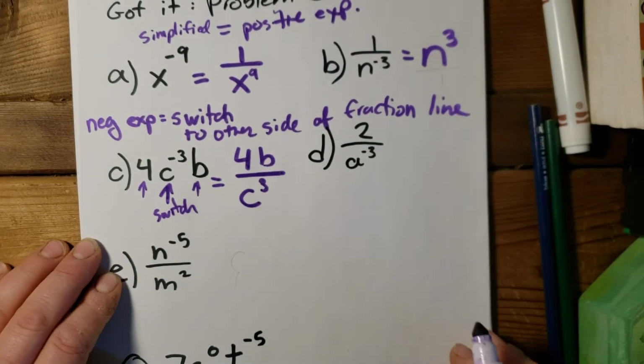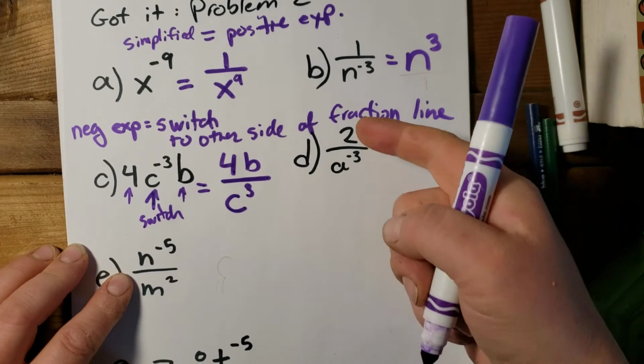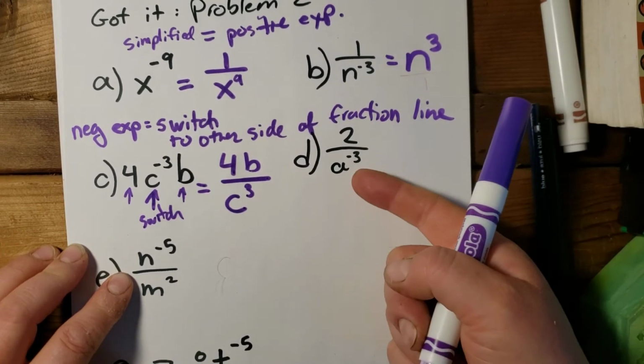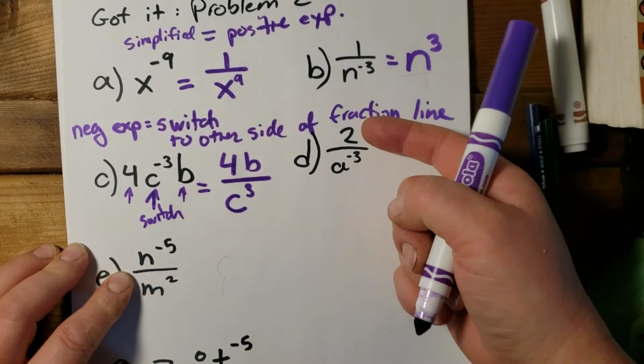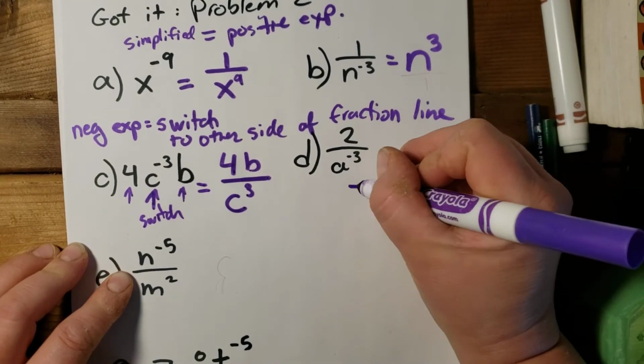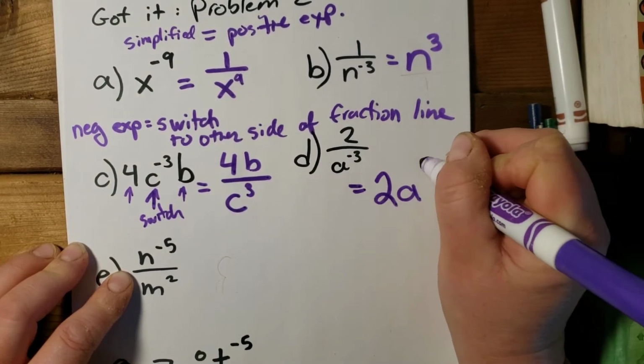c to the third goes in the denominator. All right, when we look at D, we have 2 in the right spot, but a has a negative exponent, so we need to flip it to the other side of the fraction line. So we're going to end up with 2a to the third.